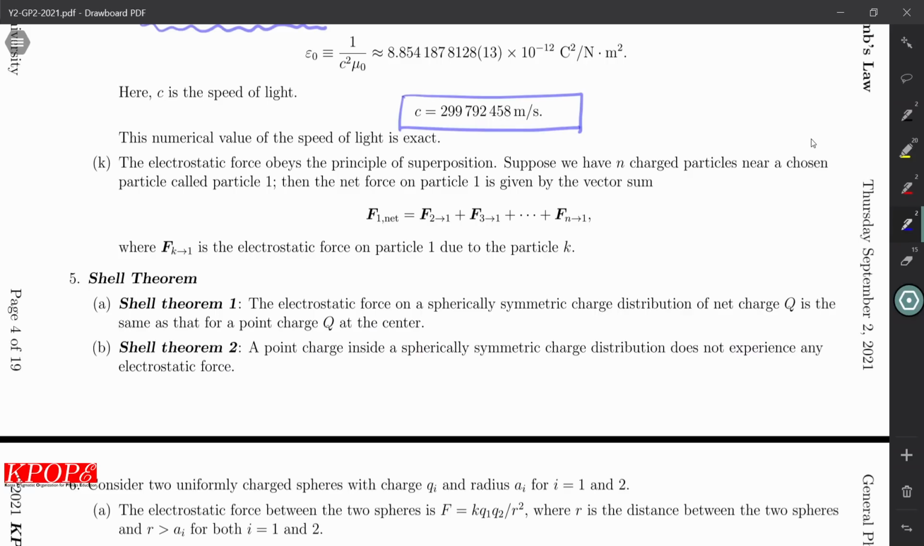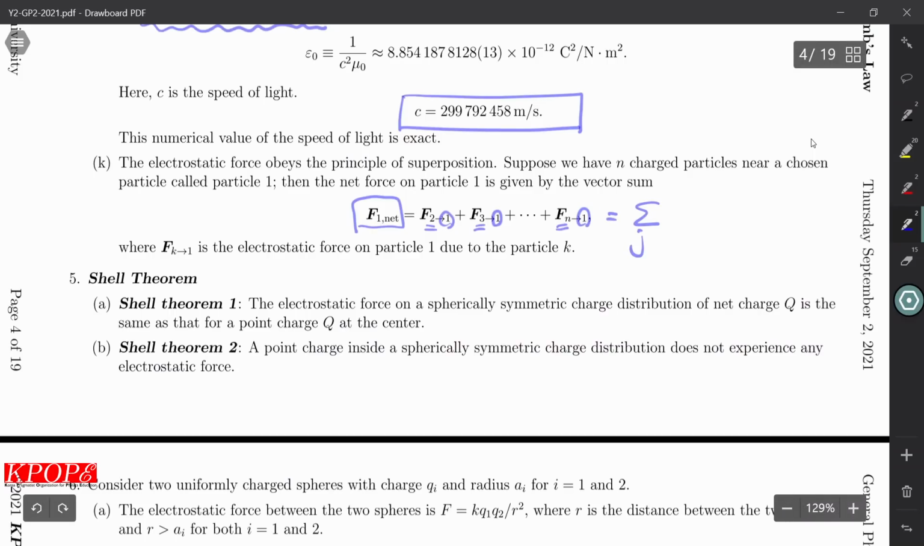The electrostatic force obeys the principle of superposition. So, the net electrostatic force applied to particle 1 is the sum of all forces due to other charged particles. So, this is the sum over j not equal to 1 of the force vector F from j to 1.